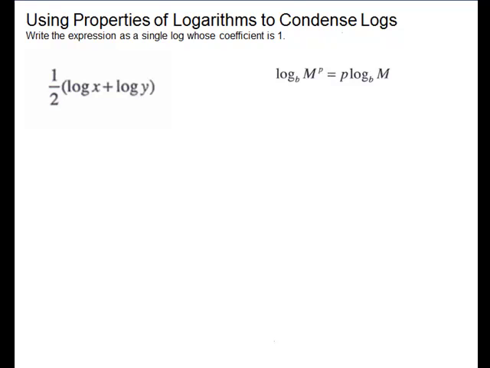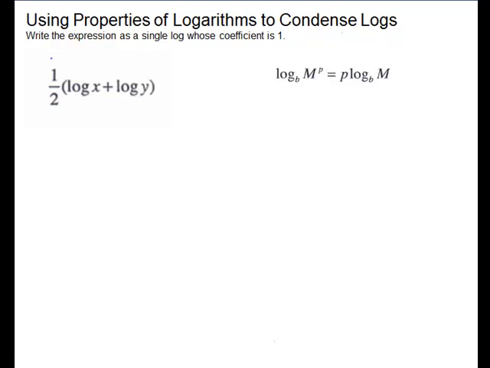For this problem, there are a couple of ways that you can start. You have to be careful and not try to just put your half up outside this whole parentheses, because your property is for just one log of something to a power, the power comes down. But this is a sum of logs. So we don't want to go with this property yet.